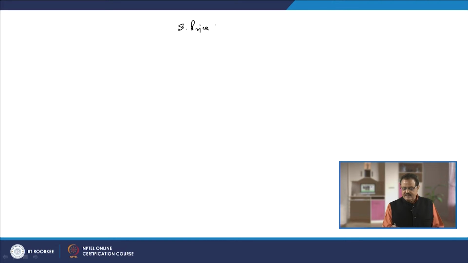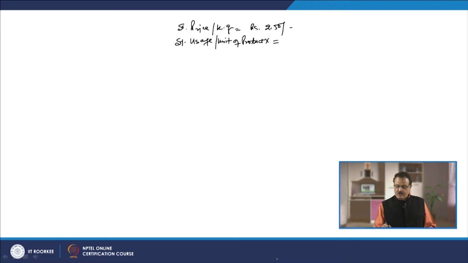So, let us see how to calculate these 3 variances. First of all, you note down the information clearly and then you go for applying the formula. What is the standard price per kg? Standard price per kg is, which is given to us, rupees 2.5, right. Standard usage per unit of the product X is 10 kgs, that is the requirement.